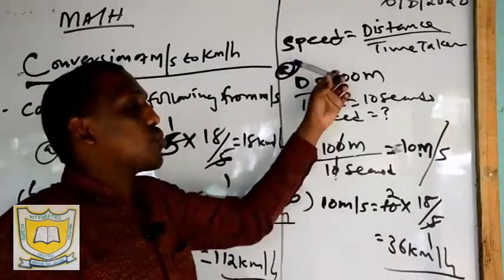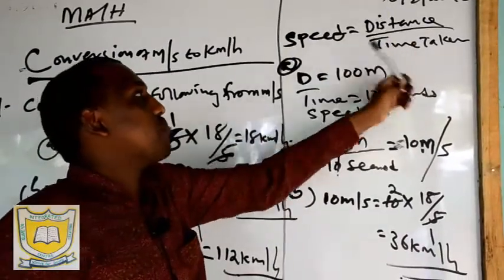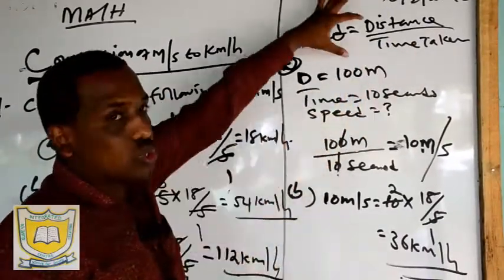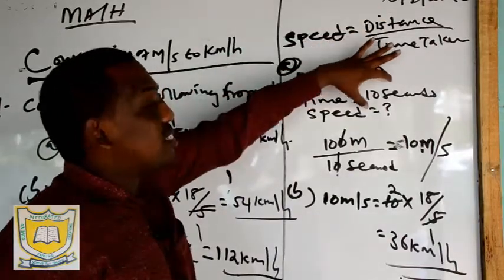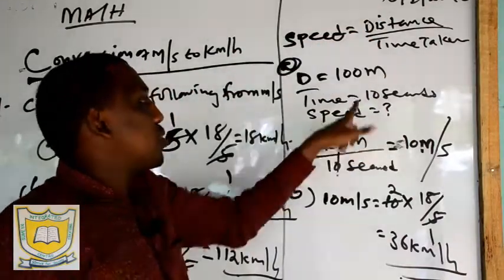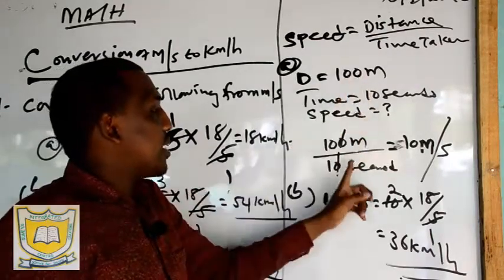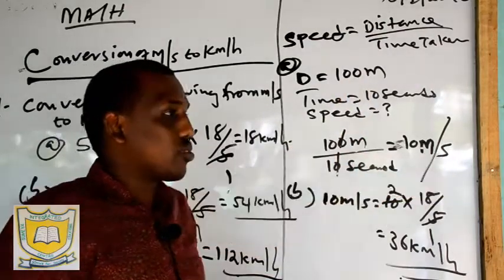When you are given distance and time, the formula for getting speed is equal to distance over time taken. Distance is 100 meters, time taken is 10 seconds. So speed is equal to 100 meters over 10, so you will get 10 meters per second.